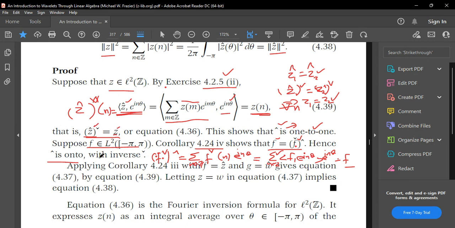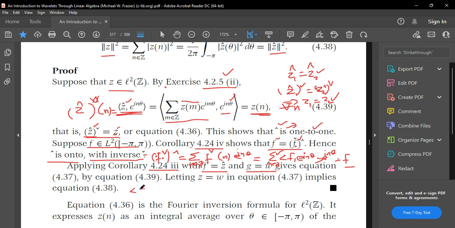So we can say that the inverse of cap is this inverse defined earlier. These equations we have proved. And this Corollary 4.2.43, when we apply it to f equal to z cap and g equal to w cap, we get what is in the corollary.